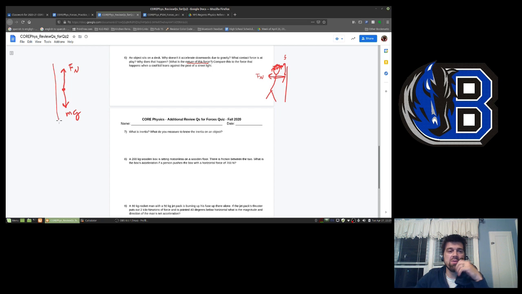I know we see normal force pointed upwards in a lot of our problems, but that's not the rule. The rule is it's perpendicular to the surface. So if I'm pushing against the vertical surface, it's going to push back horizontal, right? As long as the surface and the normal force form 90 degrees. What is inertia? Well, it is an object's tendency to resist changes in its motion.